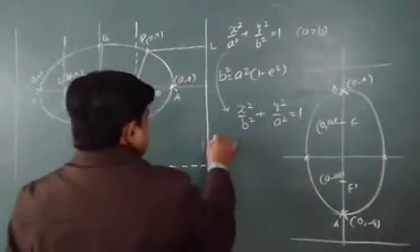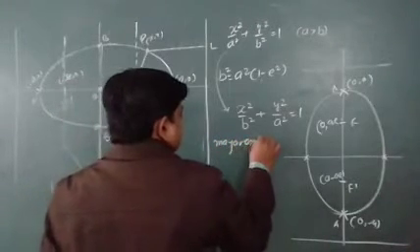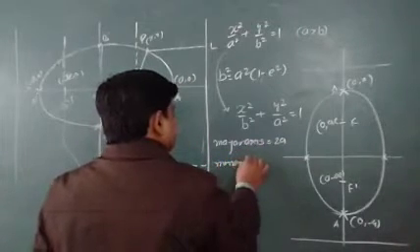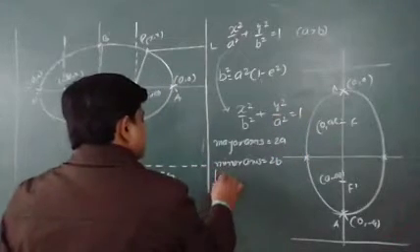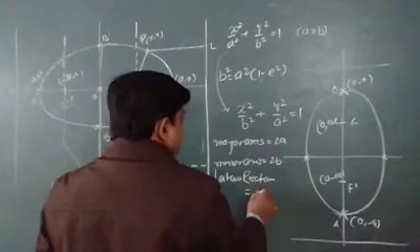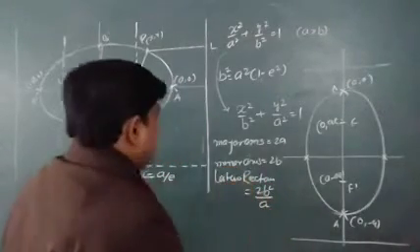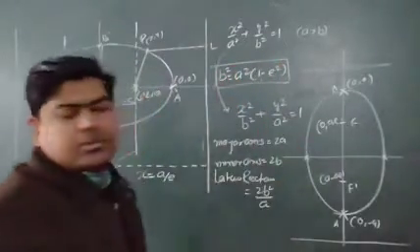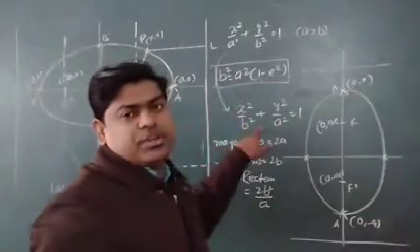So in both cases, you can see major axis will be 2A in both cases. Minor axis is equal to 2B in both cases. Latus rectum is equal to 2b square by a in both cases. Even this formula will be the same for both cases, when we change the equation of the ellipse.